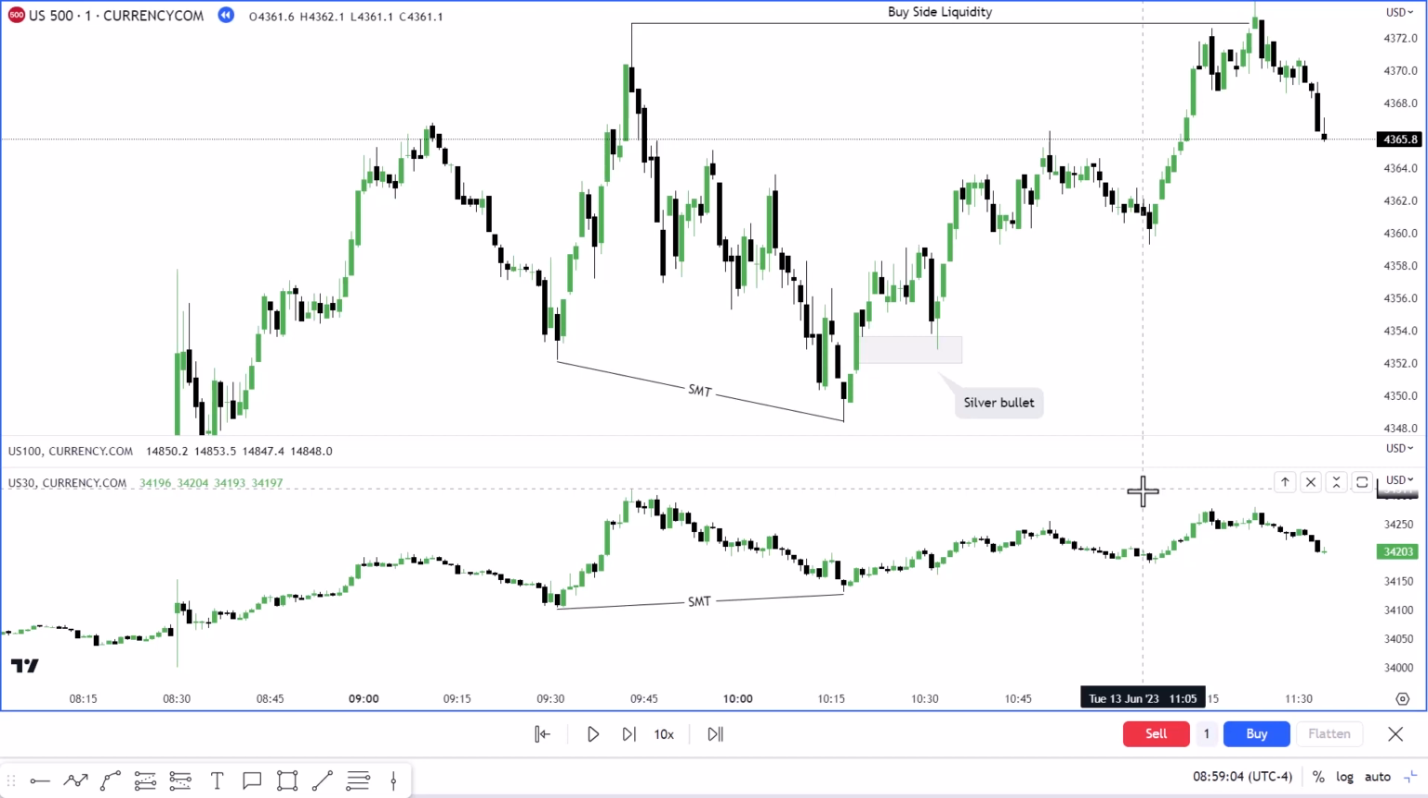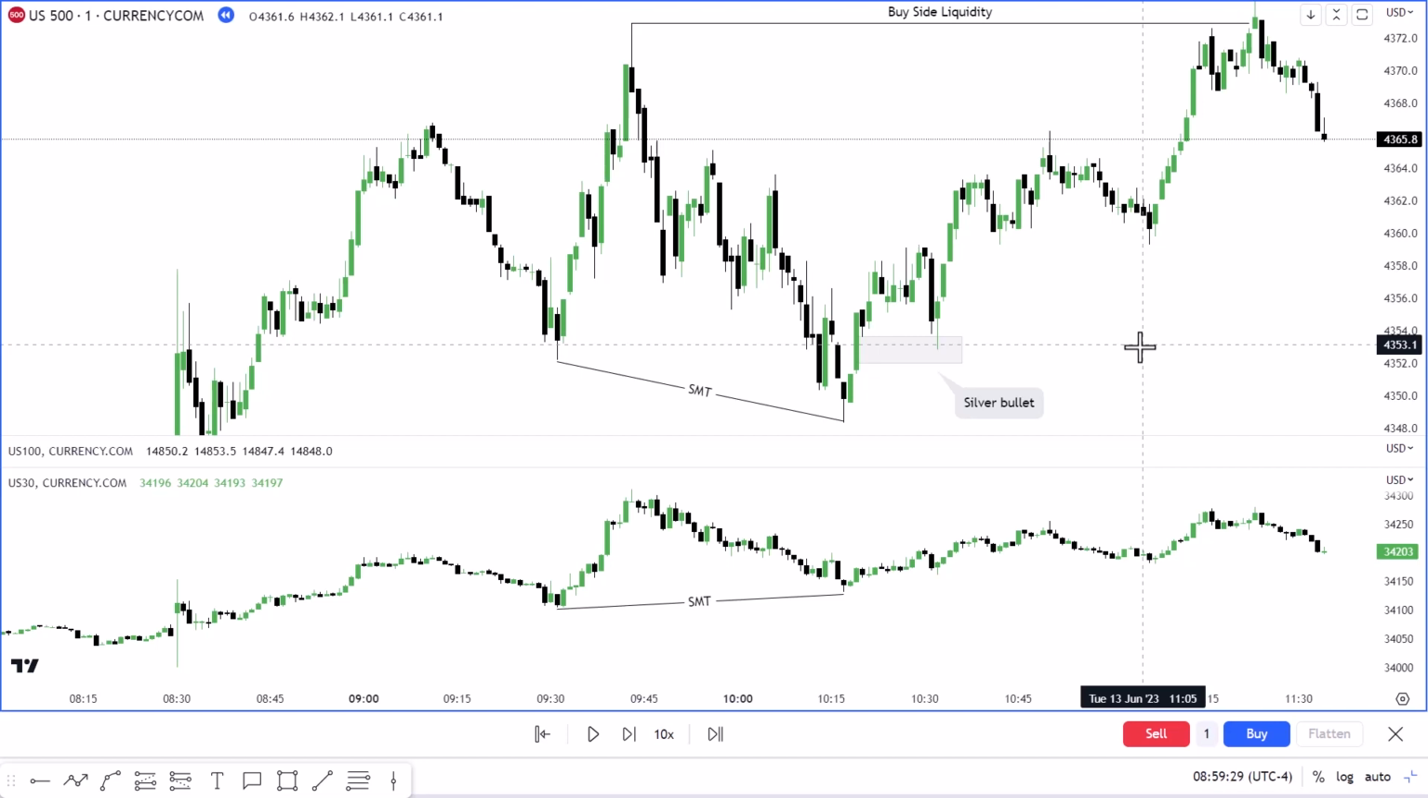But in most cases, it will still give you some few points, some few ticks, some few handles if you're trading futures contracts before going against you. So the silver bullet is very, very effective, and I don't want you to take my word for it. I want you to go into your charts, go through old data, and test the SMT divergence technique.